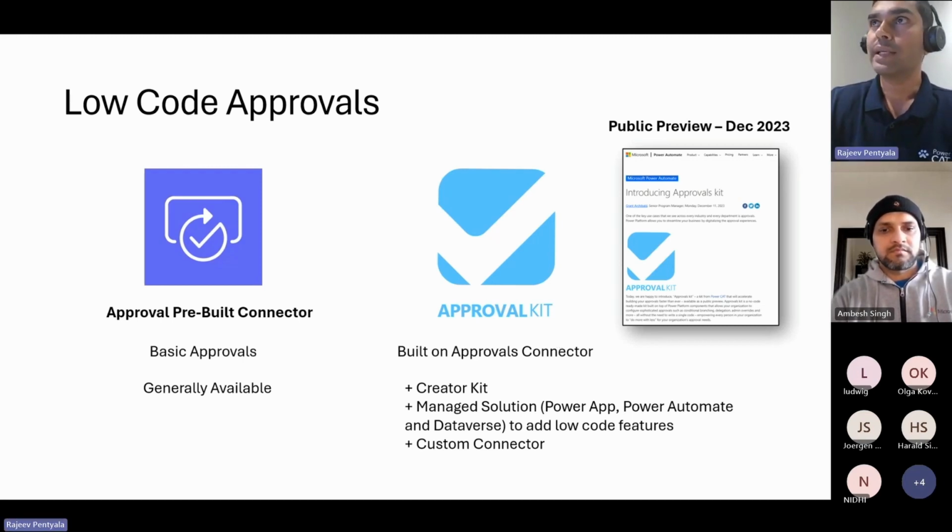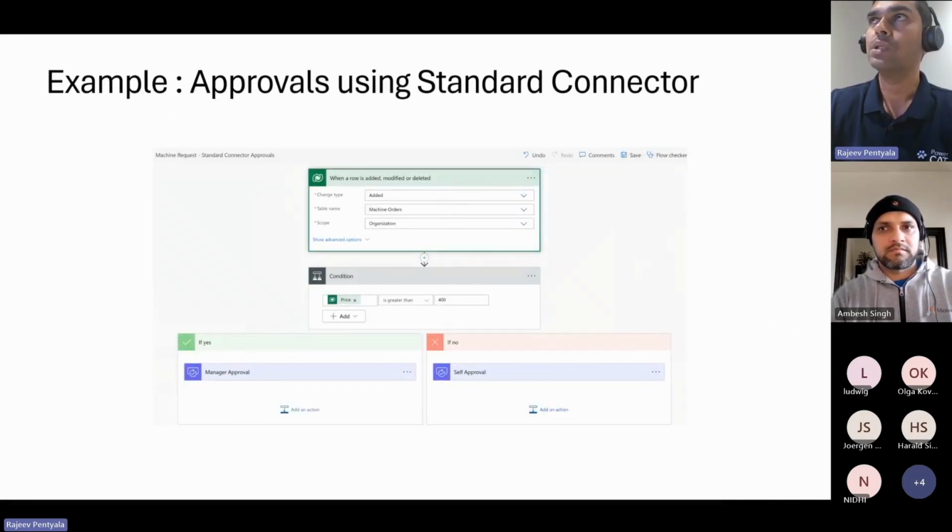Okay, so moving to the next slide. With this, I hope you get some basic idea of what the pre-built connector does, and also what the approval kit is, which comes as an add-on on top of your environment. Of course, you have to install it. So those are the basic differences. Now let's see how the standard connector looks.